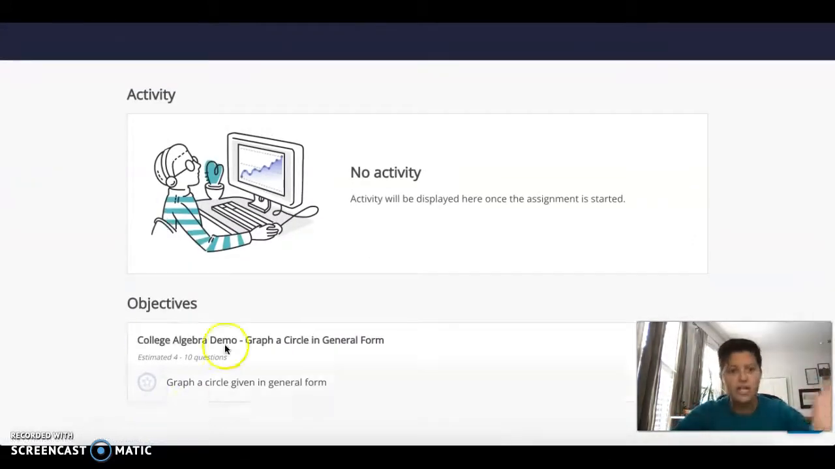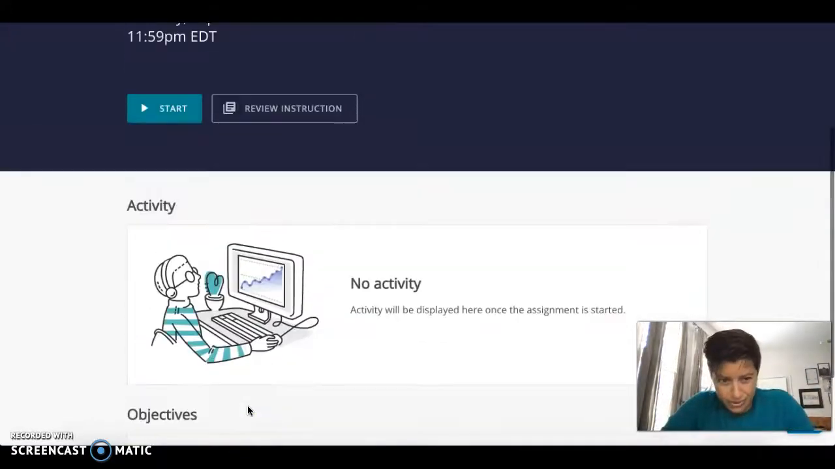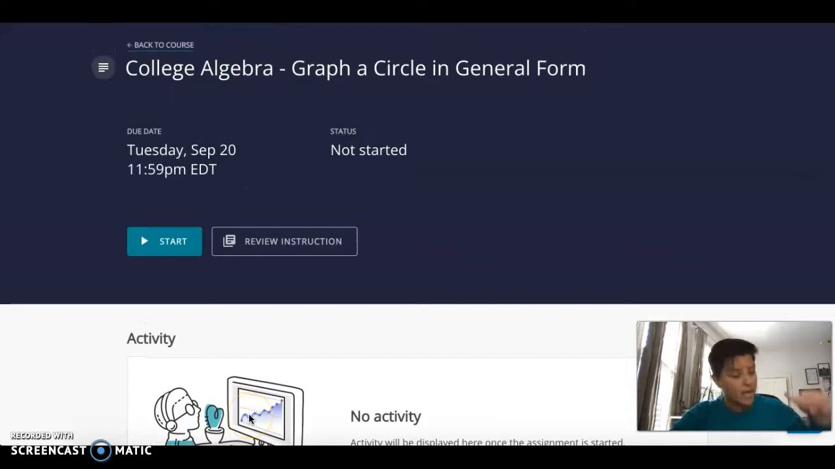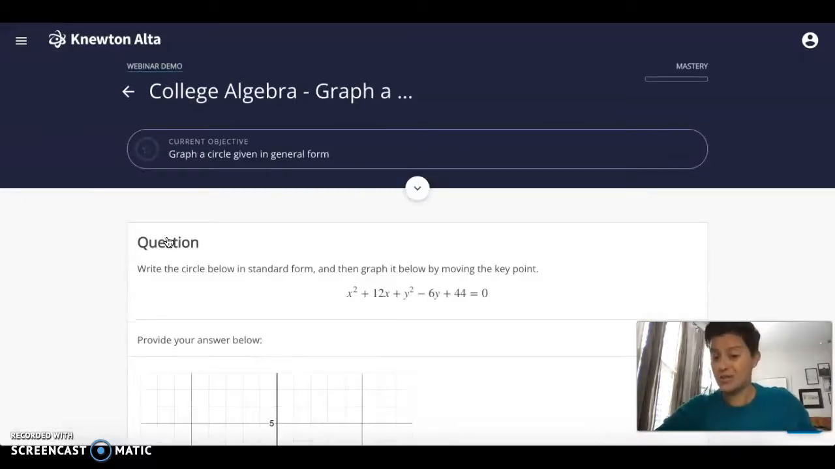So I love that students can see the title. If they want to look at all the objectives they can scroll to the bottom. But my students don't do this, right? My students want to jump in. They want to get their homework done. So my students, and I'm guessing a lot of yours, just hit start.